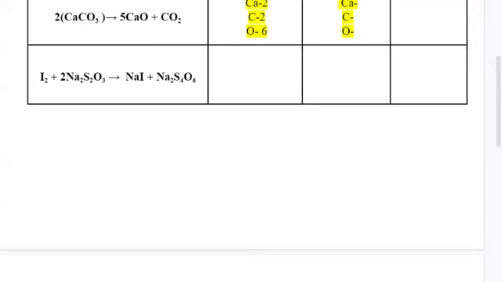Next, I go to the product side. I have a 5 in front of all this stuff. So I have 5 Cas and 5 Os. So I have 5 here and 5 here. Now, over here again, I have a C. I only have one of it. There's no coefficient and no subscript, so it's only 1.